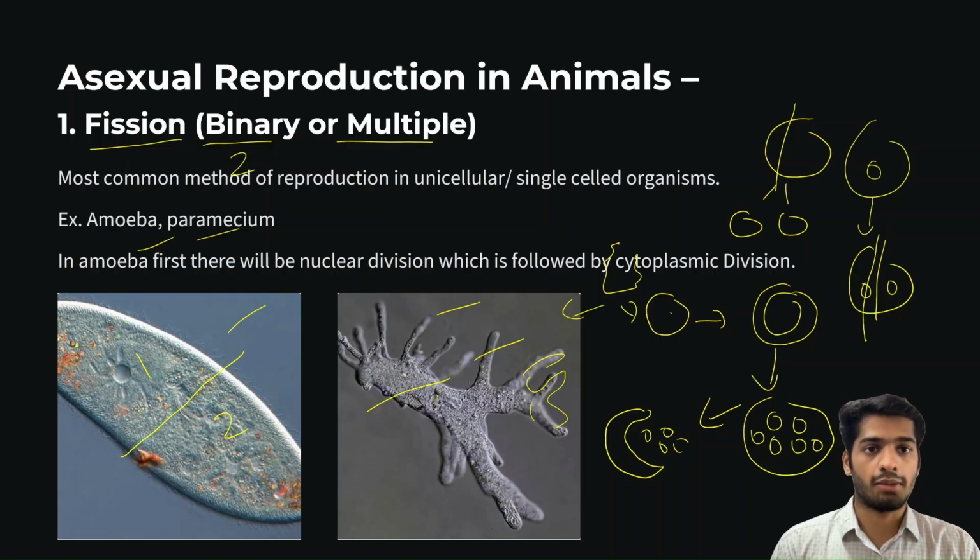So first thing, the amoeba is going to stop its pseudopodia formation. After that, it is going to form a protective covering, which is known as cyst. And then there is going to be nuclear division followed by cytoplasmic division. After that, as soon as there are favorable conditions, this cyst will break open and all the daughter amoebas will be released. So these are the two types of fissions. So this was asexual reproduction.